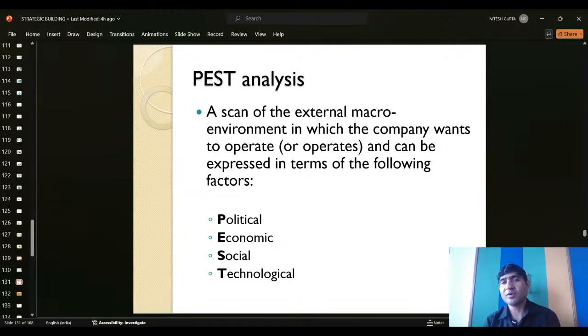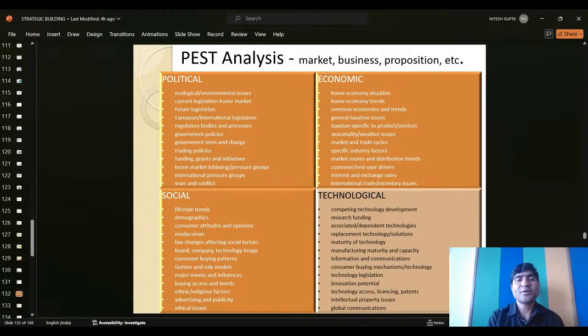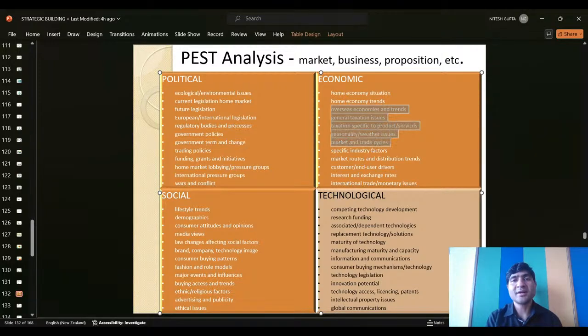Now I was talking about PEST analysis. What is PEST analysis? Political, economical, social, and technological. Now, when you talk about PEST analysis for the marketing proposition, you will have to see the political issues like ecological and environment issues, the current legislation, future legislation, and economical issues like economical trends and overall taxation issues. When you talk about social, it is like lifestyle trends, demographics. When you talk about technological, it is like dependence on technology, maturity of the technology, etc.